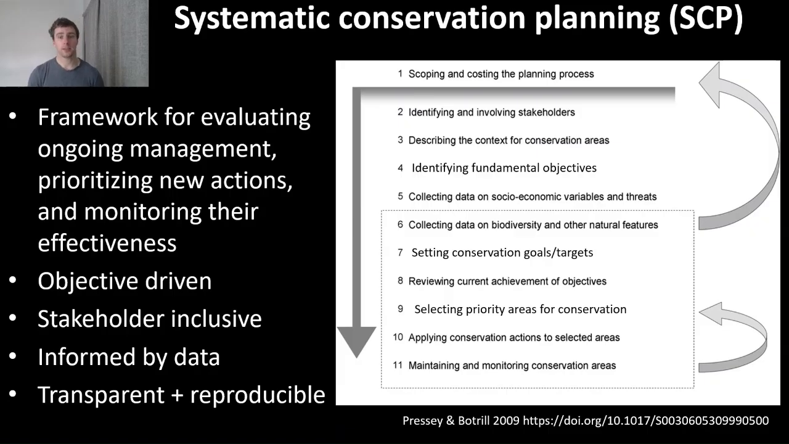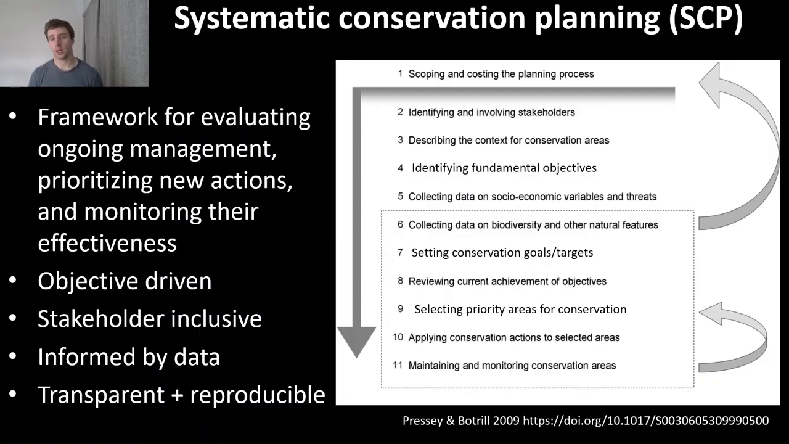At step 8, this is where you review the achievement of the objectives. And so what this means is you then obtain data on existing management practices or existing conservation areas. And then you see how the existing areas compare in terms of meeting your goals and targets that you set in step 7. So you might say, we've got a target that we want to get 90% of the habitat for this threatened species, but our existing conservation areas are only getting 20%. And so there's actually quite a large shortfall there. So there's more room to improve.